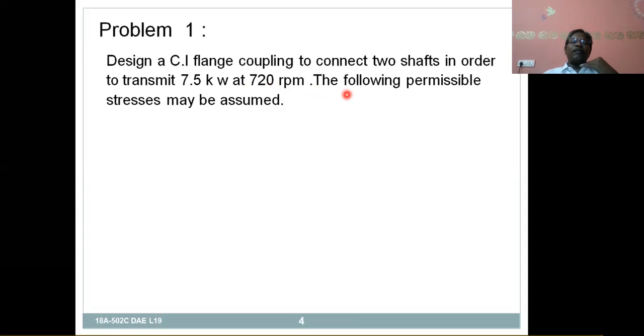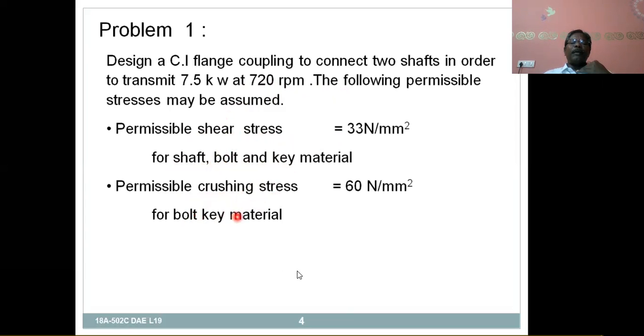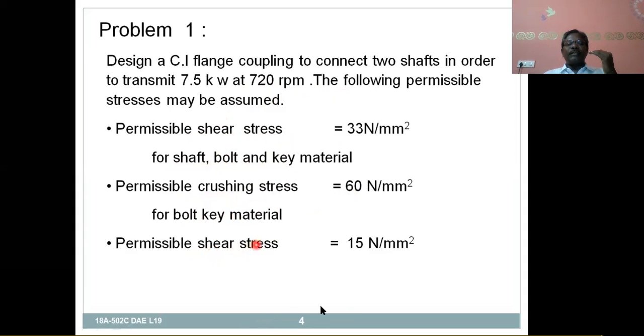And the given data is the permissible stresses may be assumed as: permissible shear stress 33.33 Newton per millimeter square. This permissible shear stress is for shaft, bolt and key material. And permissible crushing stress for bolt and key material is 60 Newton per millimeter square. And permissible shear stress for cast iron flanges and hub is 15 Newton per millimeter square.